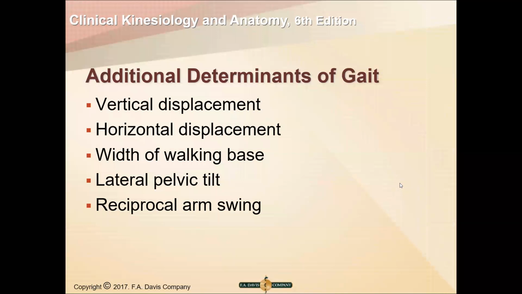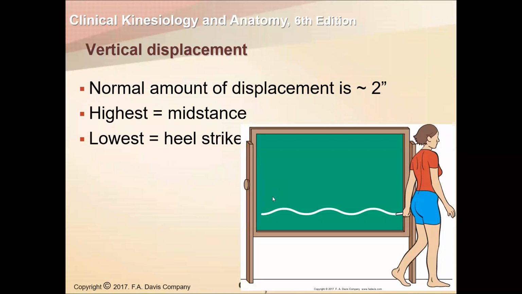All right, so next thing we need to talk about is vertical and horizontal displacement with the walking base, lateral pelvic tilt, and reciprocal arm swing. All of this comes into play in normal gait. Vertical displacement means the distance that we go up and down. Here's a good thing to remember: in vertical displacement, it's about 2 inches. So if you were to hold a chalk piece like that lady's holding there and walk along, you would get about a 2-inch vertical displacement during normalized gait.